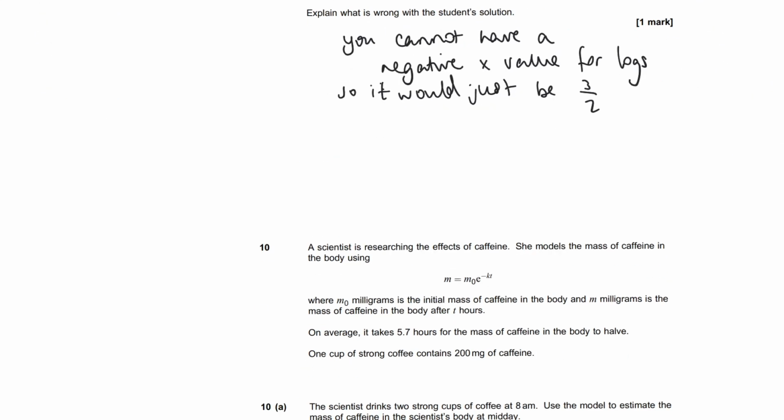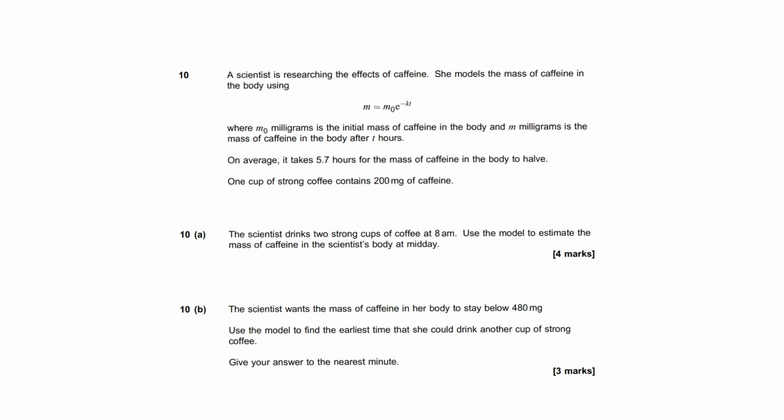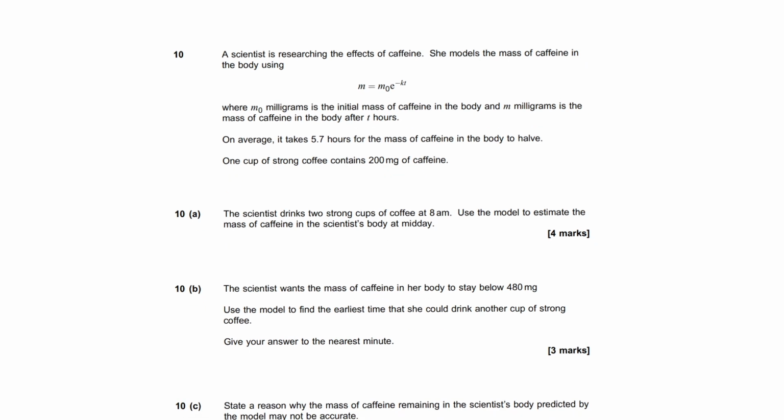Okay, and then moving on to question 10. It says a scientist is researching the effects of caffeine, and she models the mass of caffeine in the body using m is equal to m0 e to the power of minus kt, where m0 milligrams is the initial mass of the caffeine in the body, and m milligrams is the mass of the caffeine in the body after t hours. It says on average it takes 5.7 hours for the mass of caffeine in the body to halve. And one cup of strong coffee contains 200 milligrams of caffeine. Basically, they want us to use the model to estimate the mass of caffeine in the scientist's body at midday. So let's break this down.